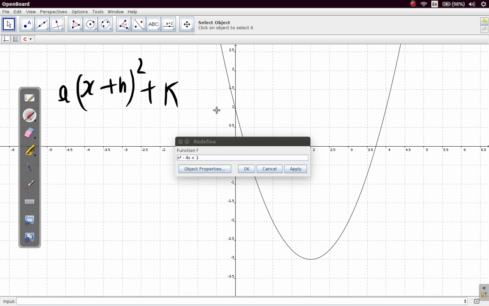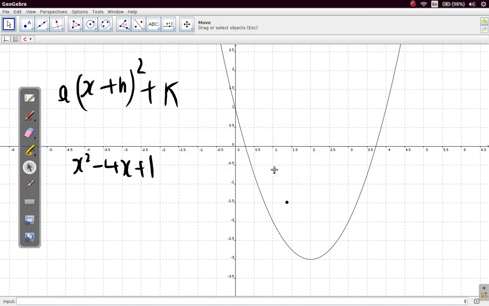Alright, let's see if we can write this in that form: x squared minus 4x plus 1. This is not really about completing the square. You have other videos that you can review for completing the square, but let's just do it anyway. X squared minus 4x plus 1.